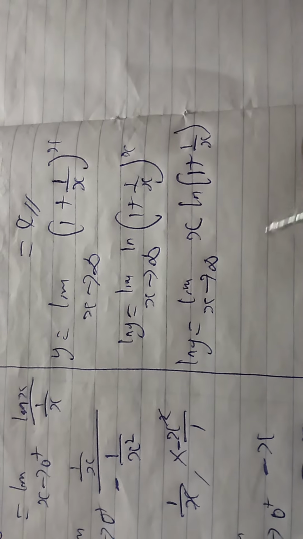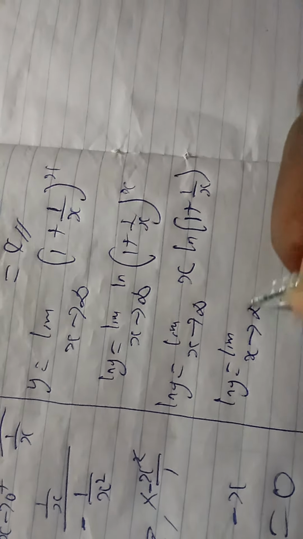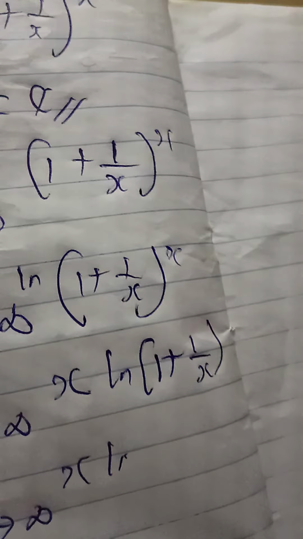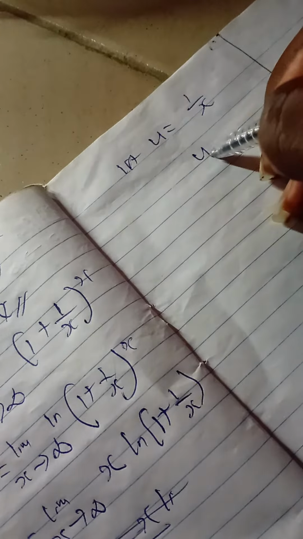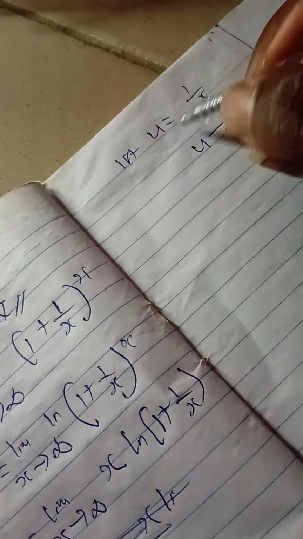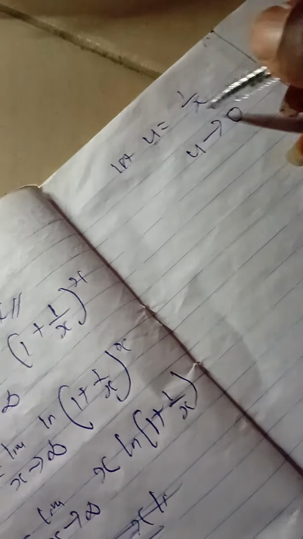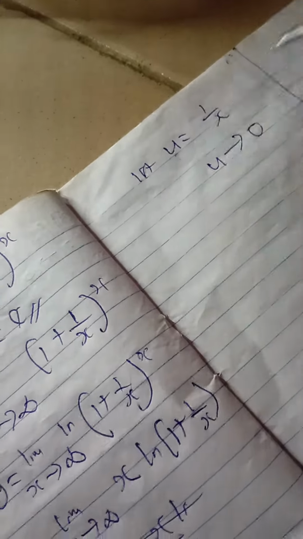Is that clear? So before this, this 1 over x, let me write it here. Let u equal 1 over x. If u equals 1 over x, as x tends to infinity, that means u will tend to 0, because 1 over infinity equals 0. If you say let u be 1 over x, and since x is tending to infinity, 1 over infinity, that means u will be tending to 0.